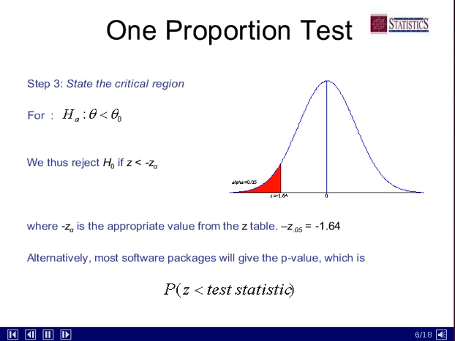Alternatively, as we mentioned in most of the other presentations, most software packages will present the p-value, which for our particular example would be to find the z statistic and look at the probability that z is less than that statistic. So that would be in the lower left corner, where that test statistic lies. Look at the probability of being less than that. Notice we do not need to multiply it by 2 in this example, because we're looking at just the one-sided, lower-sided case.